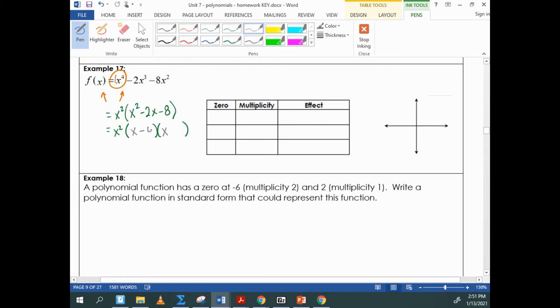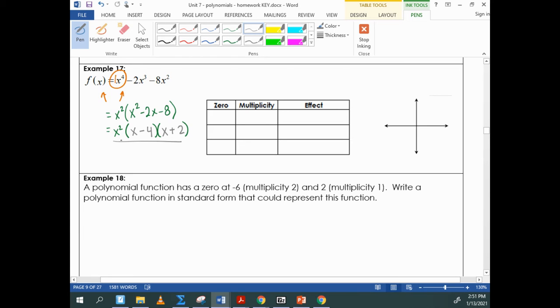If I put in a -4 and a +2, that way when you do your four multiplications, you get your x squared, you get a 2x minus 4x. That'll give you that -2x. And then you've got a -8 right there. So we love this. We call it factored form right here. This gives us our zeros.